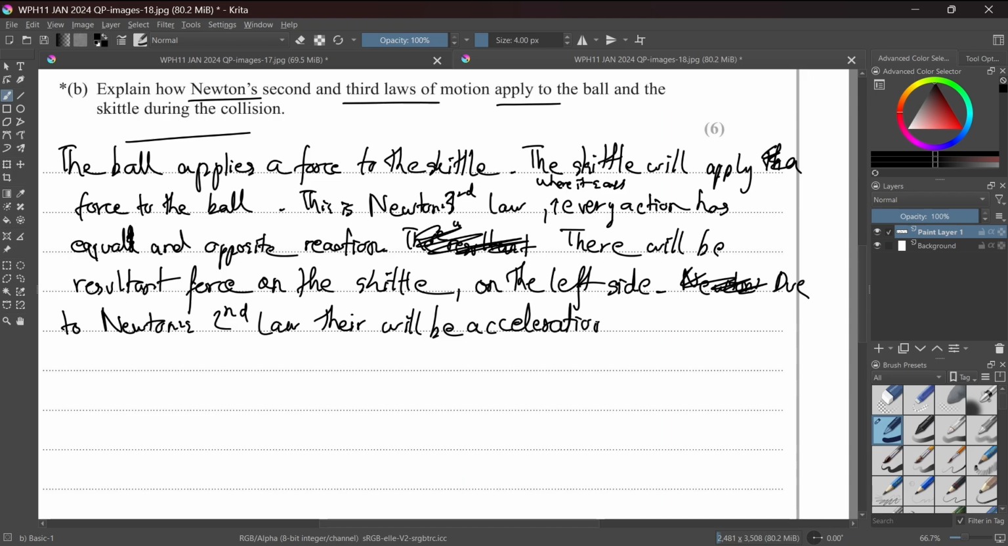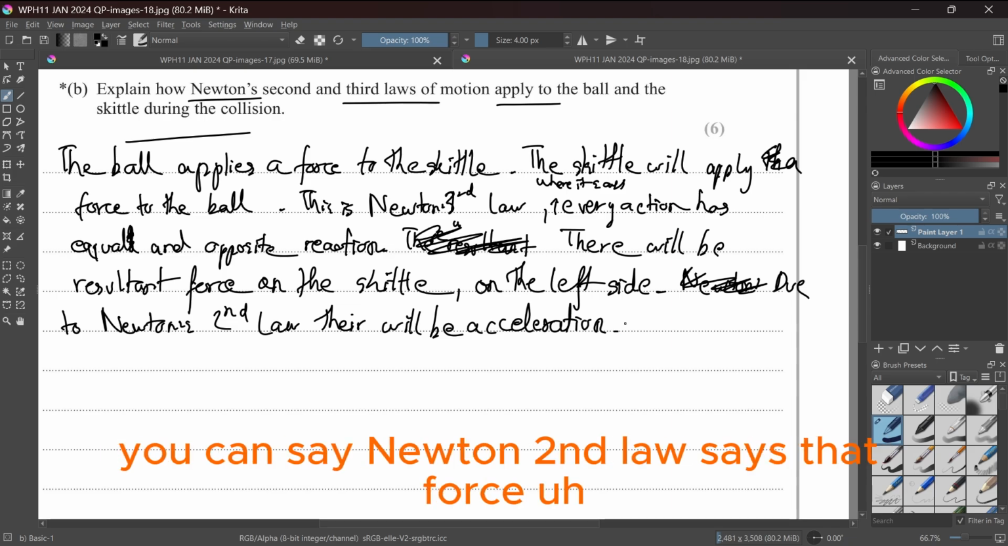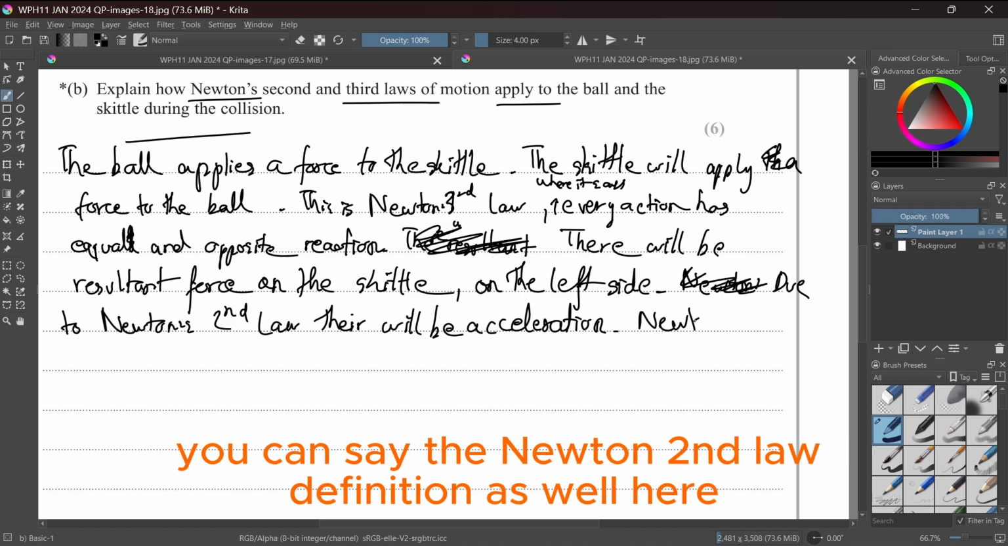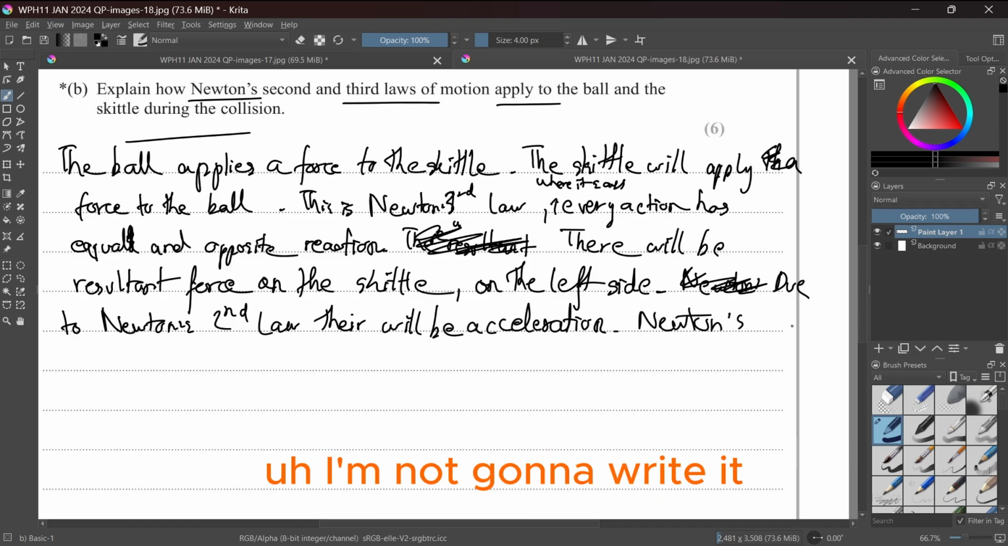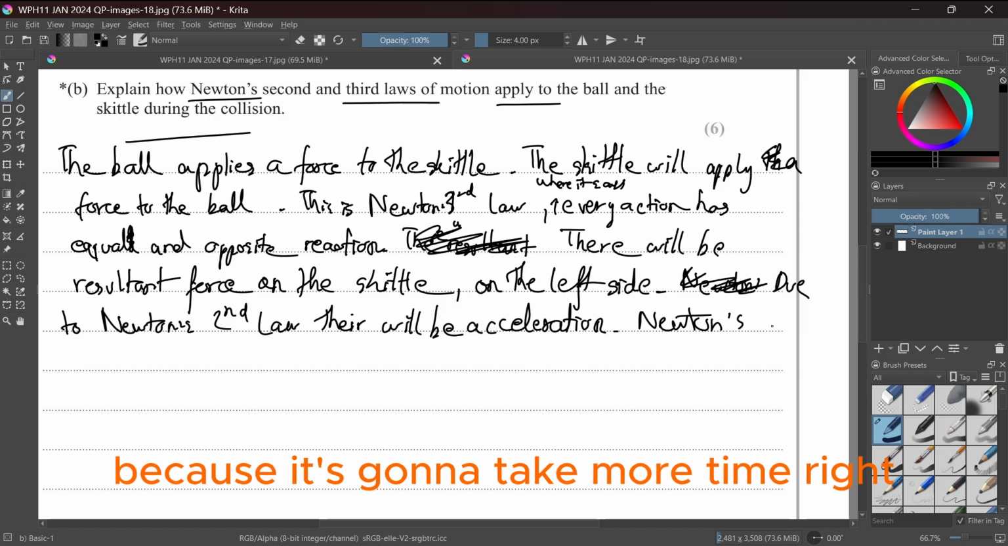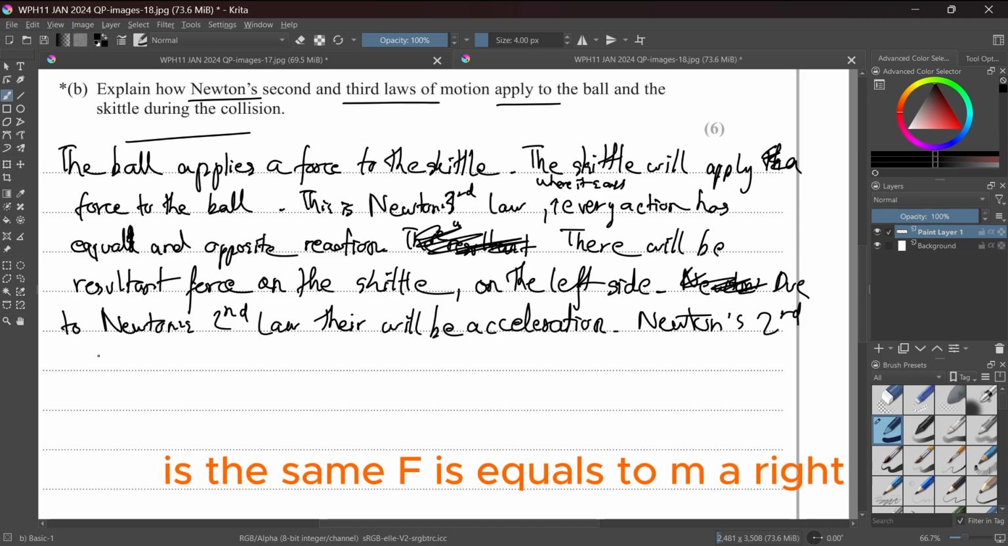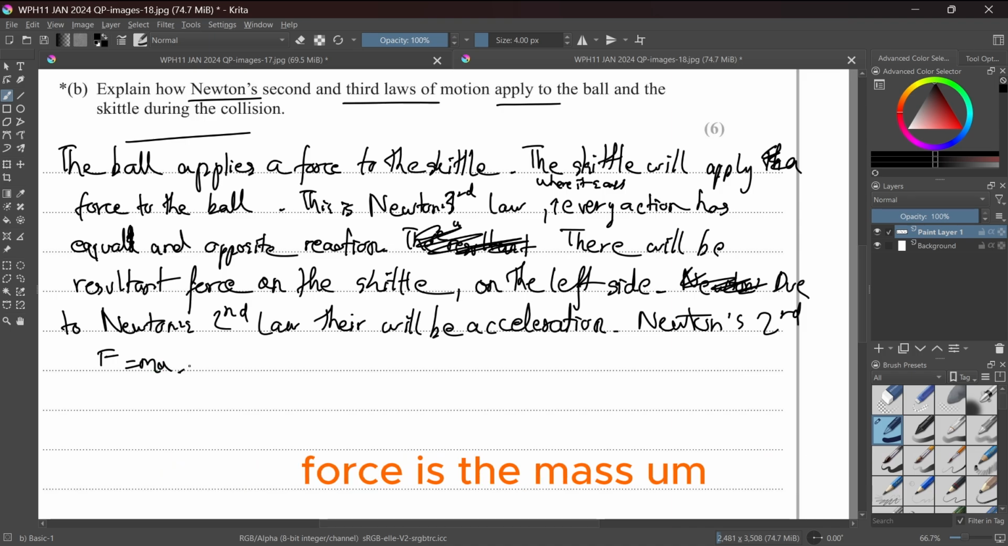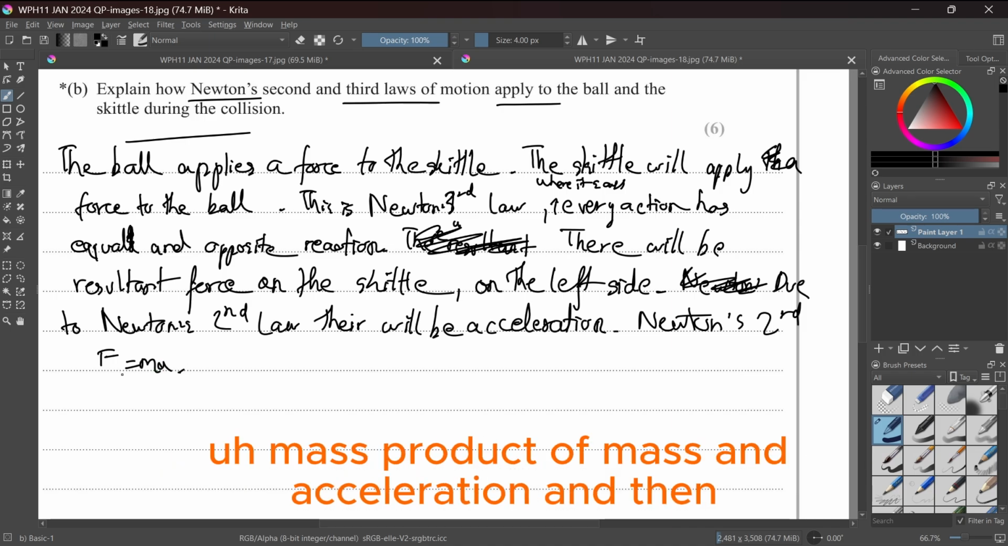Right? Because if you want to write Newton's second law, you can say that Newton's second law says that force, you can write the definition of Newton's second law here as well. I'm not going to write it, but you can write it because it's going to take more time, right? It's the same, F equals ma, right? Force is the product of mass and acceleration.